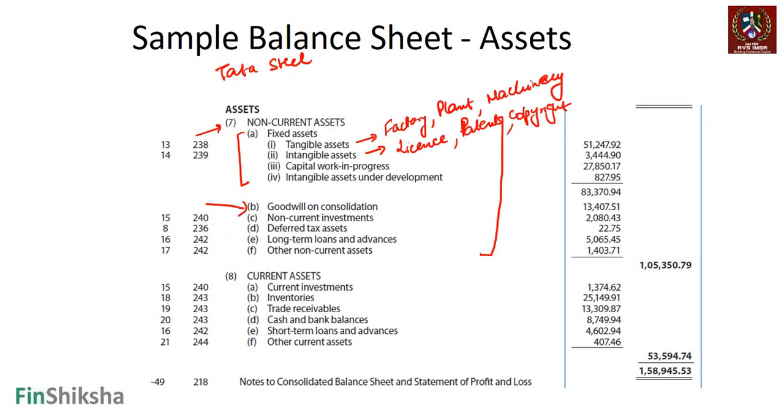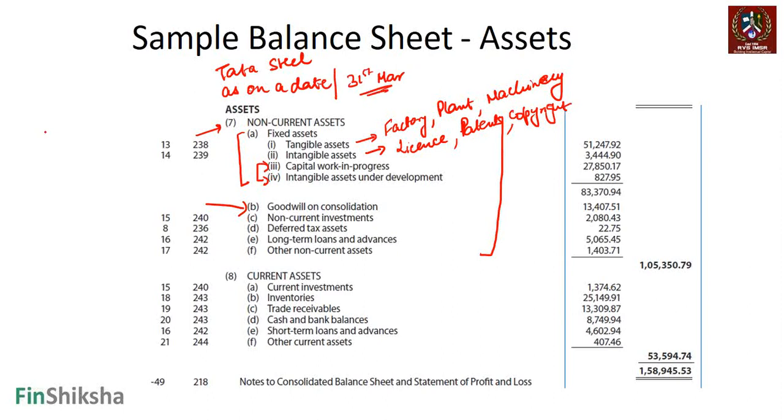We'll come to goodwill separately, but broadly those are the tangible and intangible assets. Tangible assets are the ones which can be touched, which can be seen. Intangible are the ones which are not seen, right? Then we see two more terms here, which is capital work in progress and intangible assets under development. Remember that the balance sheet is as on a date, which is typically, let's say, 31st March of the year.